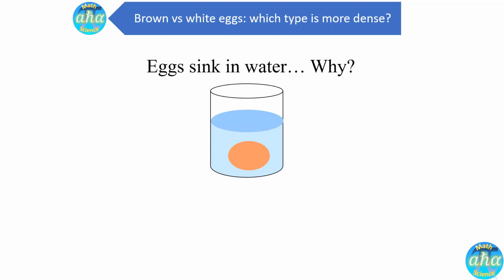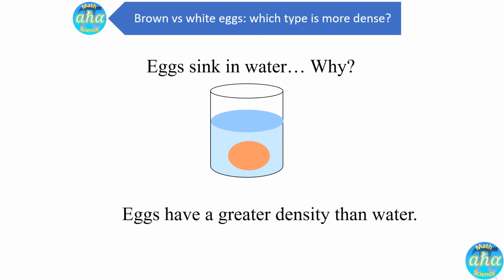In today's video, we will be discussing the density of brown versus white eggs. And we want to find out which type of eggs is more dense. So we all know that eggs sink in water. Why? Well, that's because the density of eggs is usually larger than water.